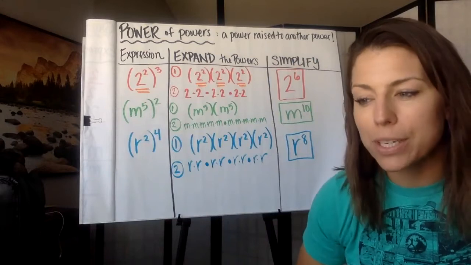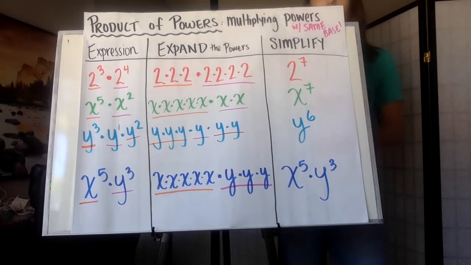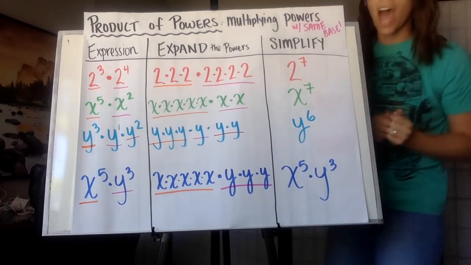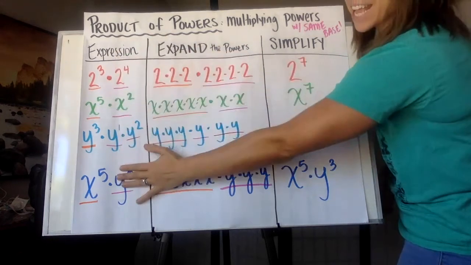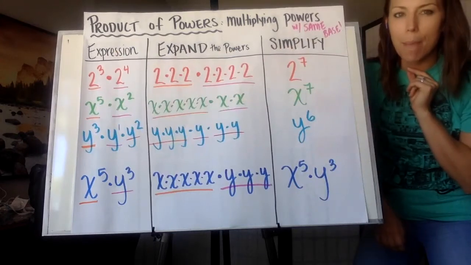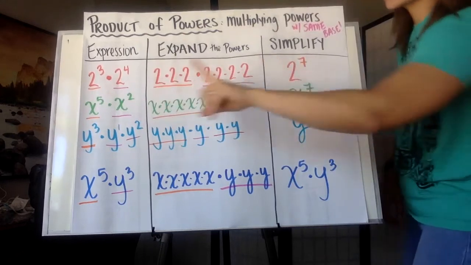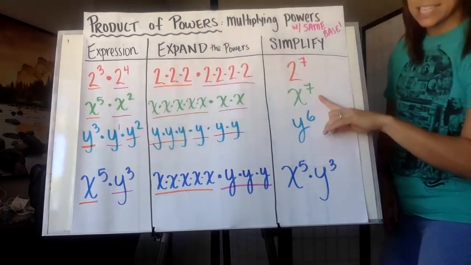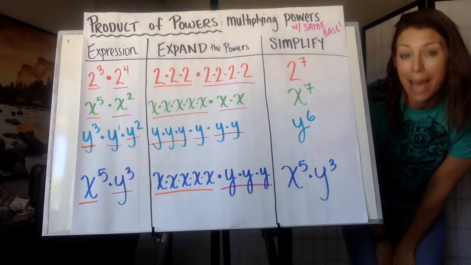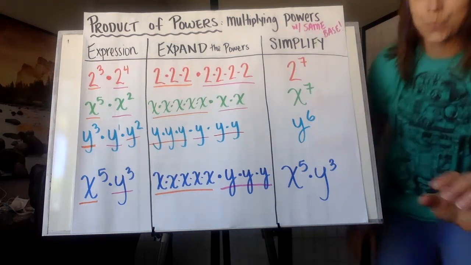And we're going to look for some patterns. Okay, let's wrap this up. So here are our notes from product of powers. And here's my question for you. I want you to look at the expressions that I gave you and the answers that we ended up with. Is there a pattern? We had 2 to the 3rd times 2 to the 4th, and our answer was 2 to the 7th. X to the 5th times x squared, x to the 7th. All of these, y to the 6th. Do you see a pattern? If so, go ahead and enter that answer in now.